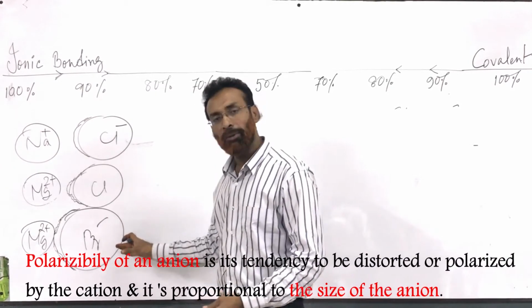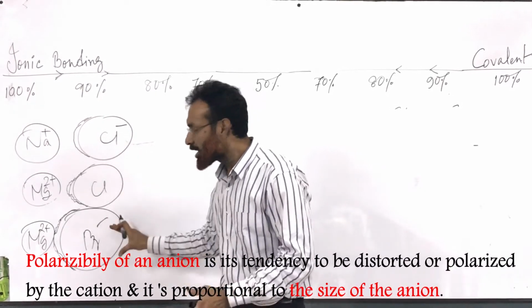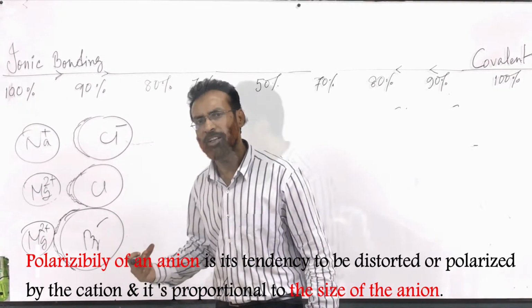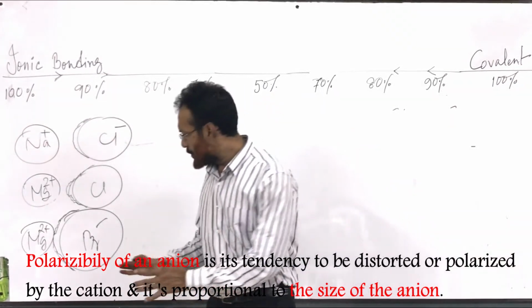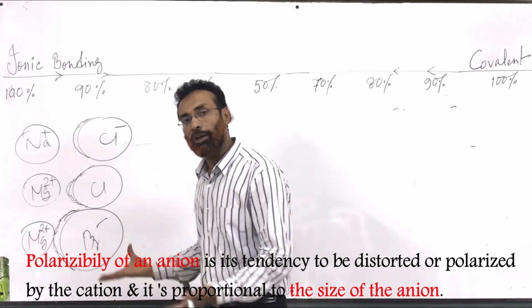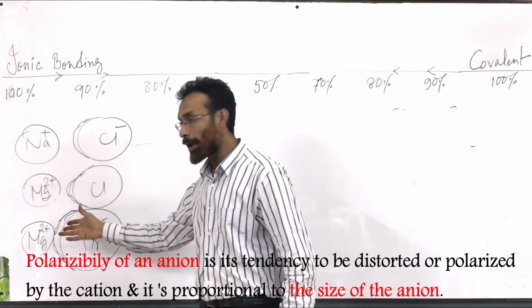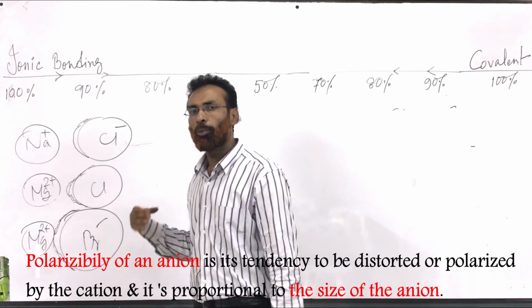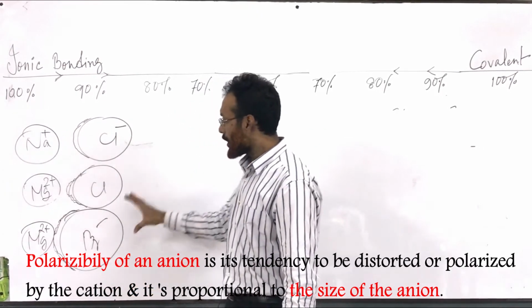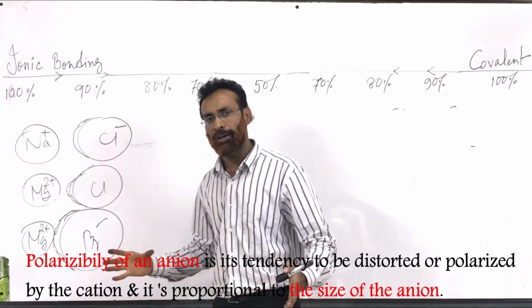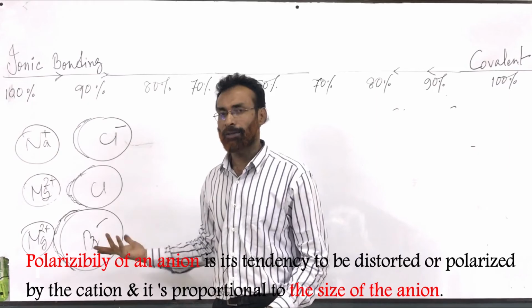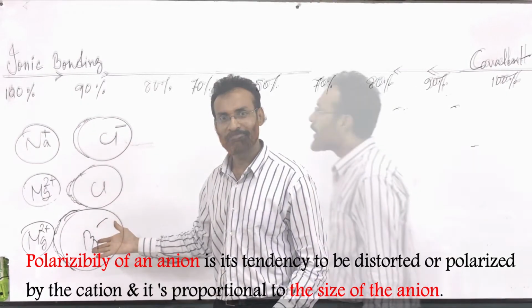How do we explain this? We say this ability to be distorted by the anions is polarizability. So we say the bigger the size of the anion, the greater the possibility of distortion by the cation. This ability to be distorted we call polarizability. So when negative ions are bigger, they have greater polarizability, which causes greater covalency.